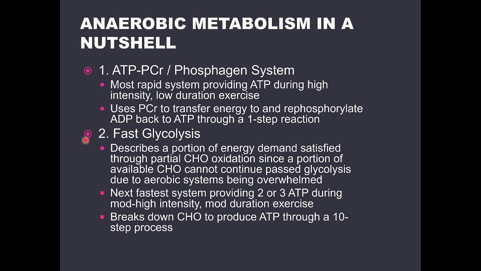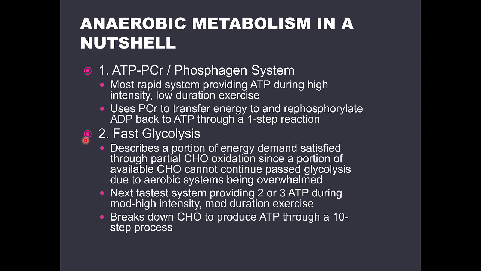This system involves only the first portion of carbohydrate or glucose 6-phosphate oxidation, which is glycolysis. This is the first step of carbohydrate oxidation, which is anaerobic. It does not require oxygen. This means fast glycolysis is just partial oxidation of glucose 6-phosphate, ending in pyruvate converting to lactate. Remember, full oxidation involves pyruvate being further oxidized in the mitochondria via aerobic metabolism.